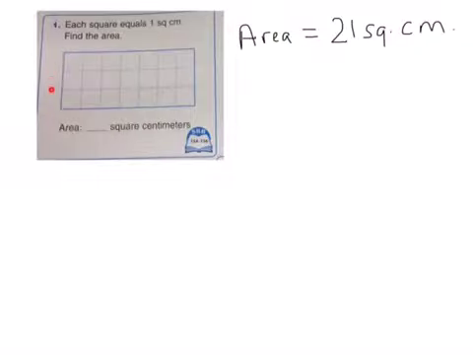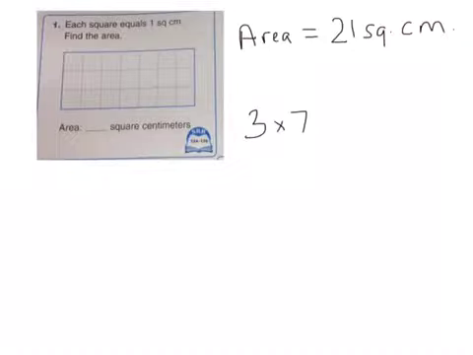19, 20, 21. And we know that the area is going to be equal to 21 square centimeters. The other way that we're able to do this problem is look and see that the height of our figure is 3 and the length is 7, and we can do our multiplication problem.